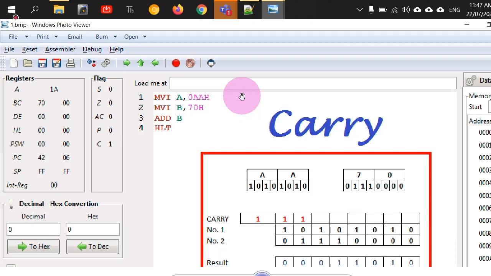If you don't put this 0, this AA will not be treated as a number. So you have to make sure that whenever you write a number which begins with a letter, it has to be starting with 0 only, right? So for that reason it is written.